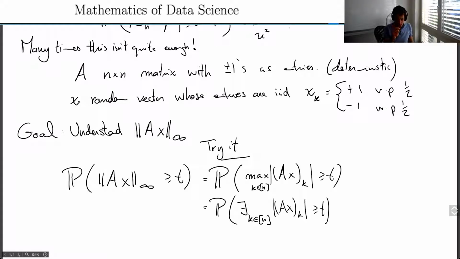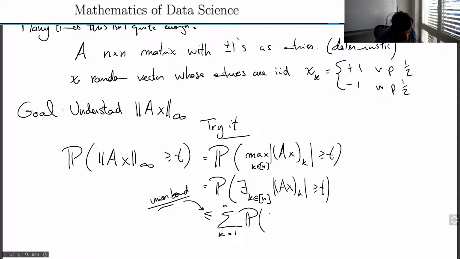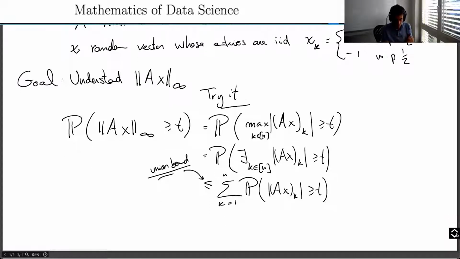But now, for each k, this is an event that this thing is bigger than t. We're just asking that there exists one of these. So we're asking about the union of events. And so this is smaller or equal, via the union bound, than the sum for k from 1 to n of the probability that (Ax)_k is bigger or equal than t. Okay?